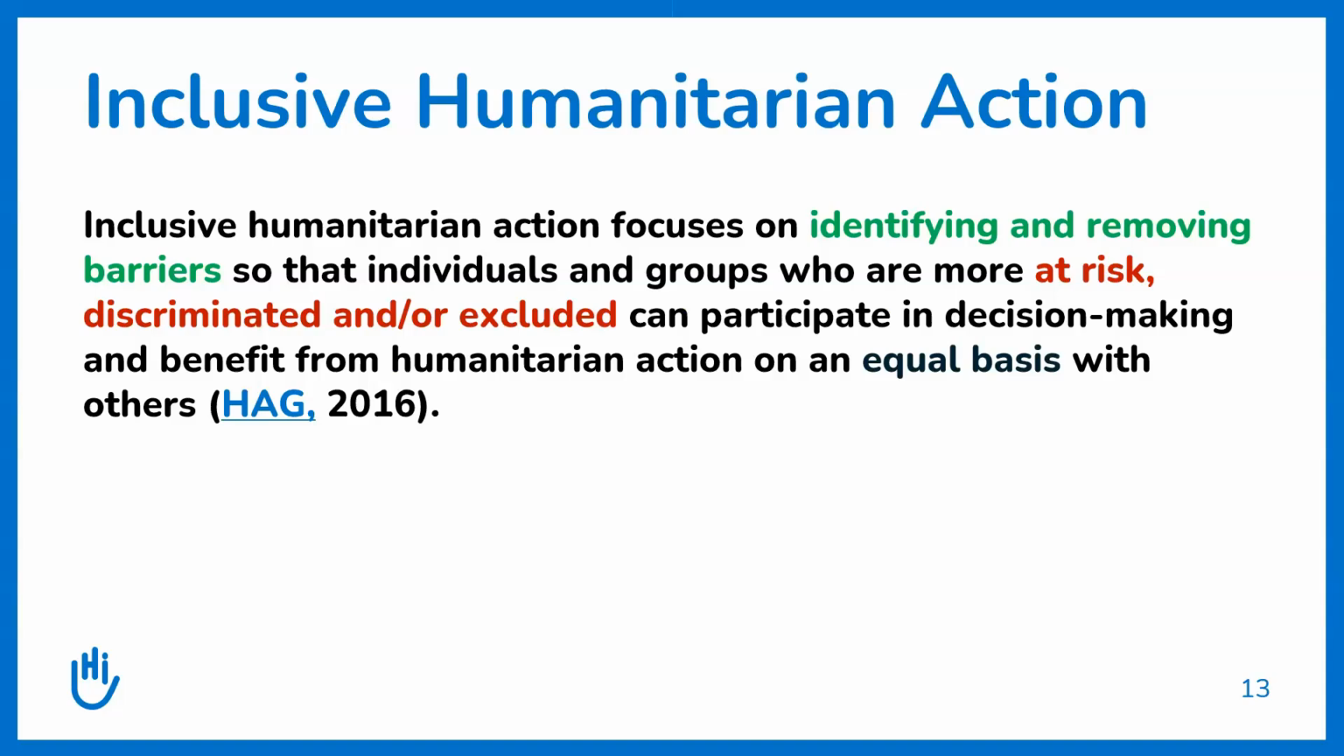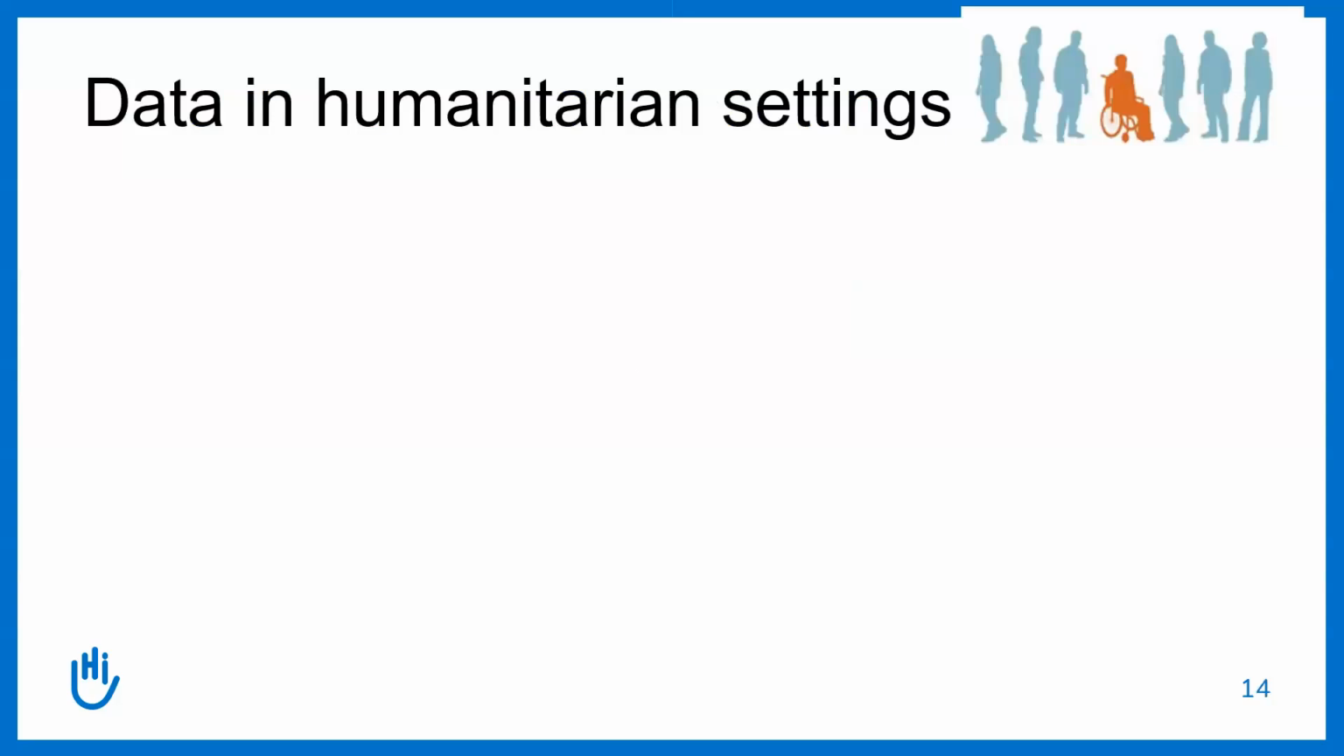So inclusive humanitarian action focuses on identifying and removing barriers so that individuals and groups who are more at risk because of their gender, age, disability, economic status, etc., and are discriminated against or excluded, are able to participate in decision making and benefit from humanitarian action on an equal basis with others. So we want all these people, despite their heightened risk, despite the chances of discrimination or exclusion they might face, to be included in our programming. That's why we call it inclusive humanitarian action. So it basically focuses on that. And I'll share with you some key documents that you would want to use to refer to inclusive humanitarian action.